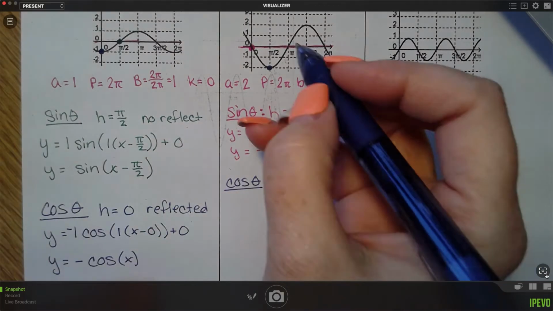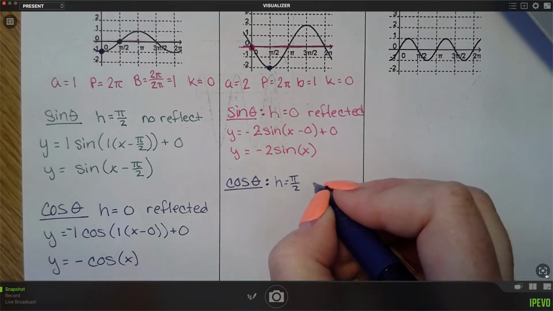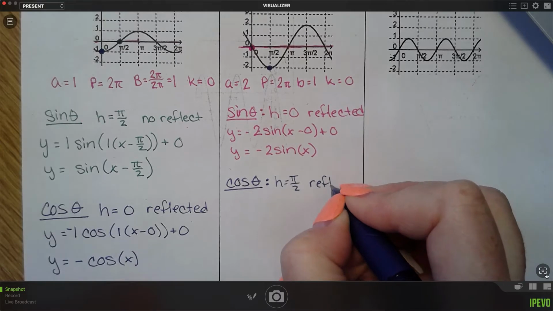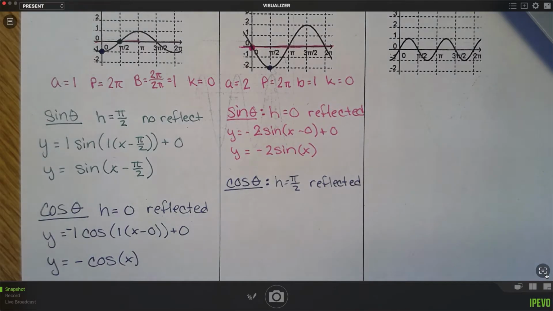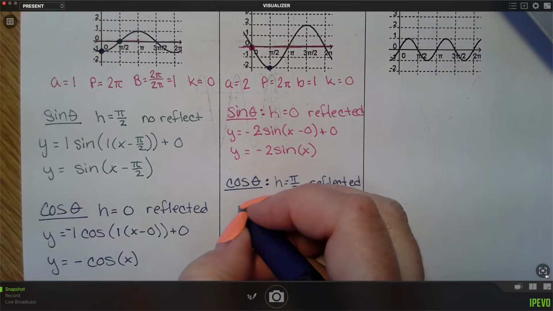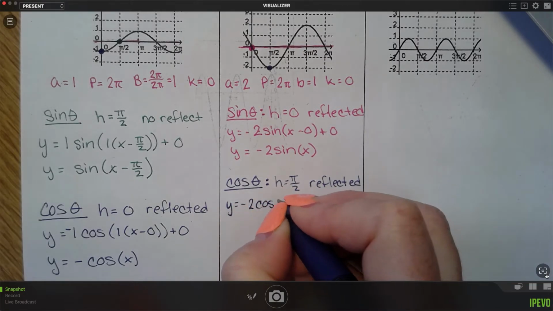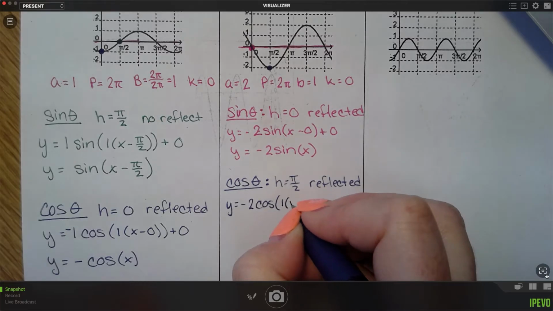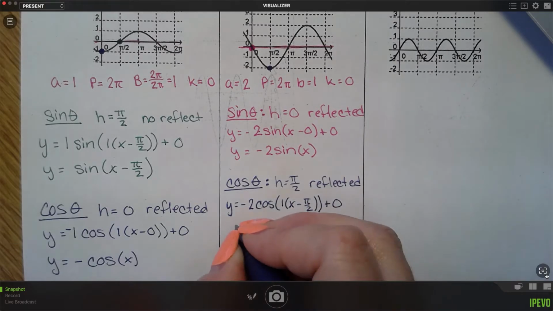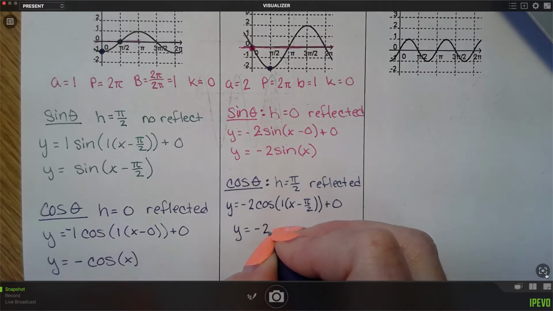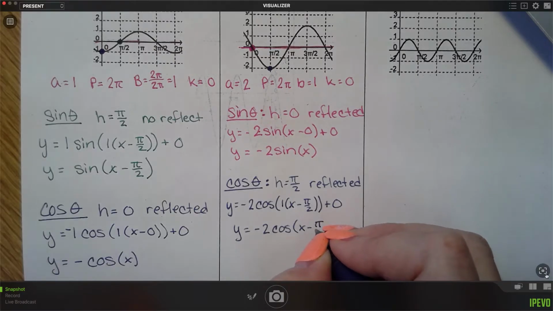Okay, so what is my h? Pi over 2. And is it reflected? Yep. So on the last one, one was reflected and one wasn't, and on this one, they're both reflected. So that's the sometimes, sometimes not. I get negative 2 cosine of x minus pi over 2. You guys get the same thing?